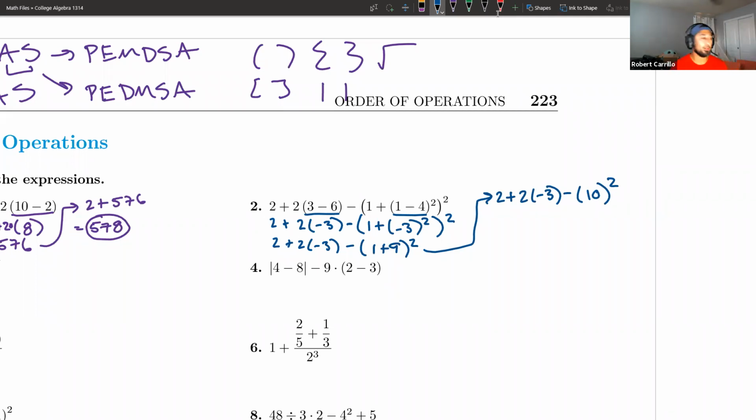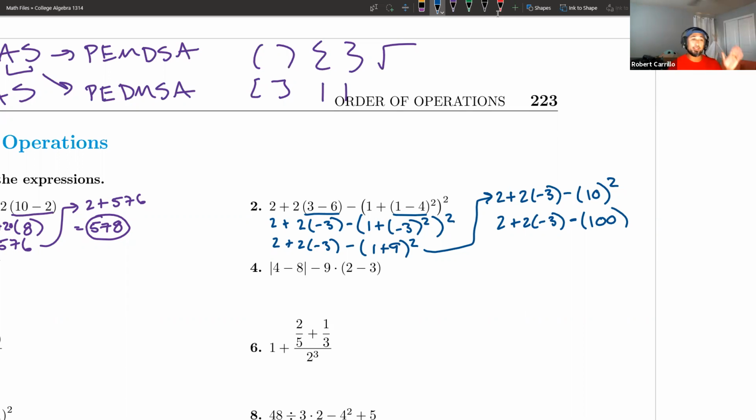All right, almost there, guys. Now we have done all the parentheses. Next is exponent. Yes, there's parentheses on these guys, but they are now considered multiplication because of the numbers in front. So 2 plus 2 times negative 3 minus 10 squared, which is 100. I'm just going to keep that 100 in parentheses only because of that negative on the outside. Negatives will mess your whole day up if you forget a negative. So that negative remains outside.